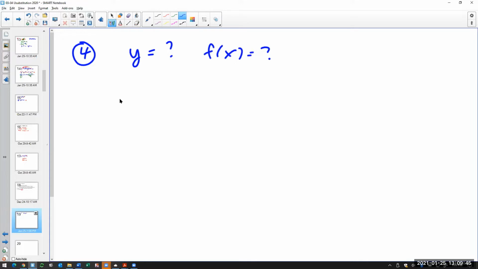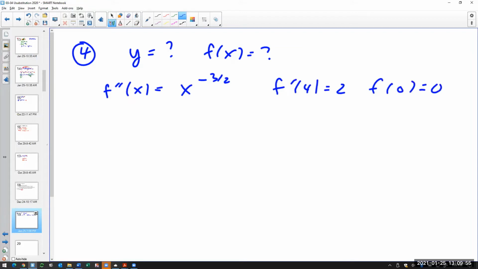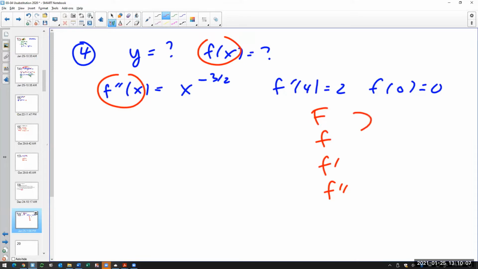Okay, so knowing that that's what we're going to do, we have f double prime x equals x to the negative 3/2. We also have f prime of 4 is equal to 2, and f of 0 is equal to 0. All right, so guys, we have f double prime, and we want f. Think about this. F prime, f double prime. If I move on this side, this is a derivative. But I have f double prime, and I want to get to f. So guess what I have to do?